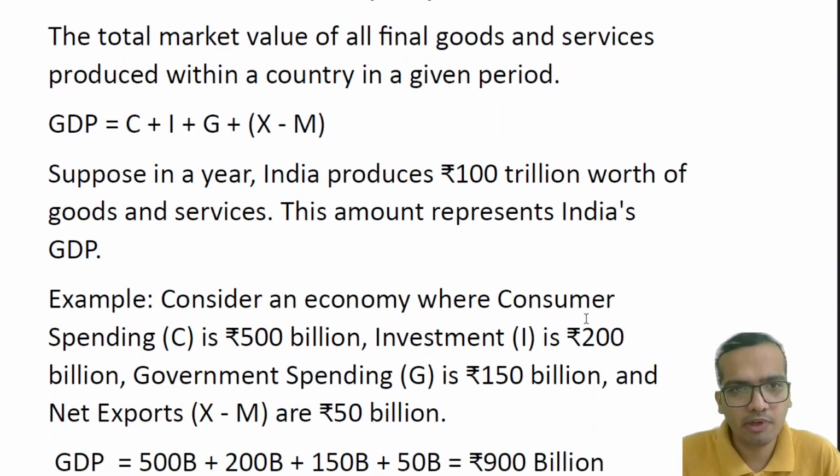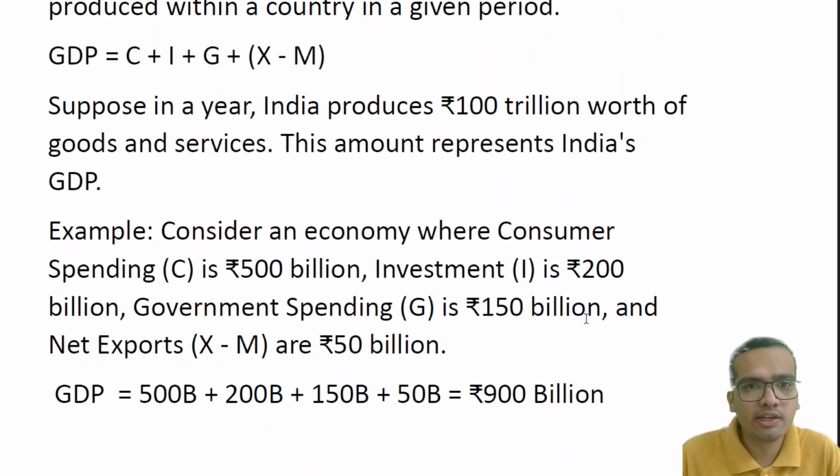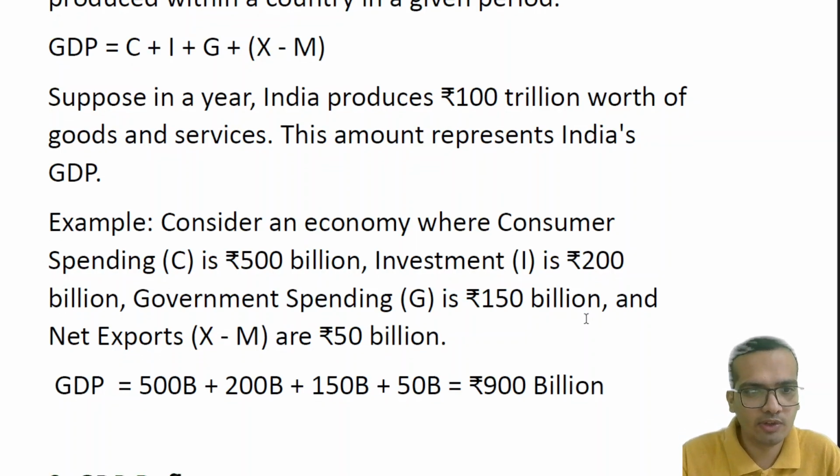So, here is an example. Suppose in a year, India produces rupees 100 trillion worth of goods and services. This amount represents India's GDP. One more example: consider an economy where consumer spending is 500 billion, investment, that is I, is 200 billion, government spending is 150 billion, and net exports are 50 billion. Together, by using our formula, we can compute the GDP as rupees 900 billion. So this is different from the earlier one.